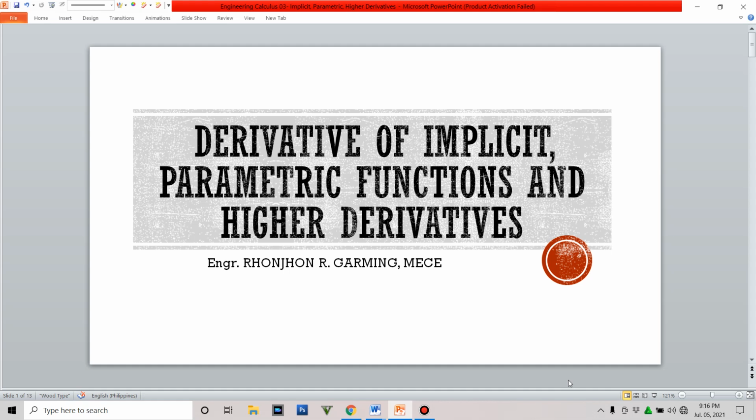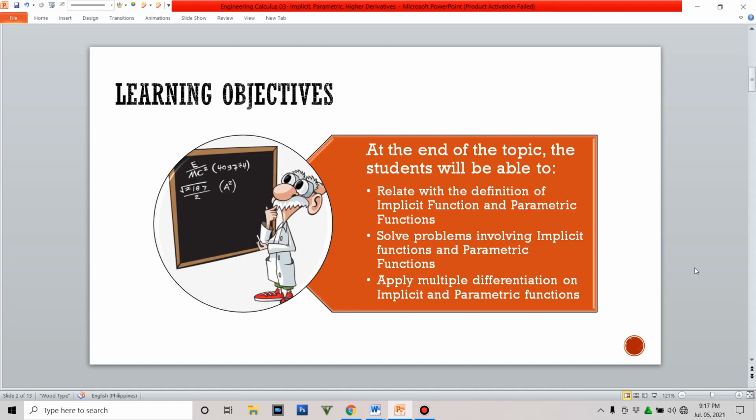This time we are going to discuss derivative of implicit and parametric functions and higher derivatives. For our learning objectives, at the end of the topic, the students will be able to, number one, relate with the definition of implicit function as well as the parametric functions, and then solve problems involving implicit functions and parametric functions, then apply multiple differentiation on implicit and parametric functions.